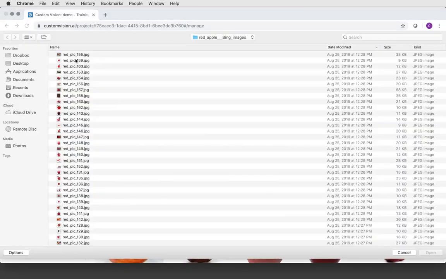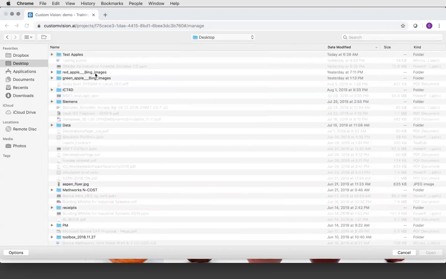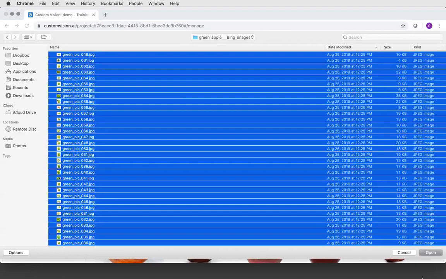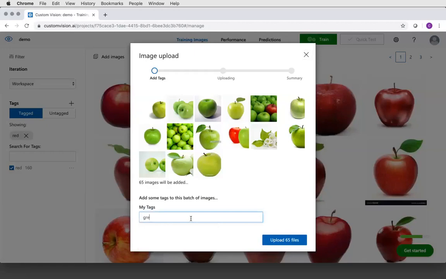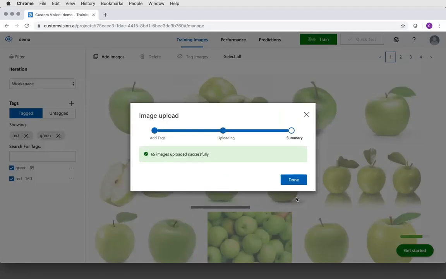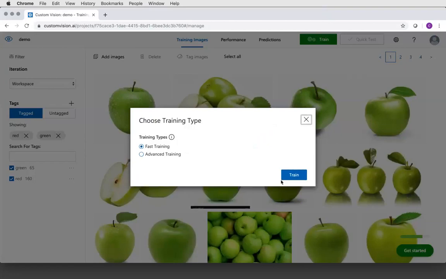And then I'm going back to add another data set with a different label, and these are my green apple images, which I call green, and then I'm uploading these files. So I have two training data sets, one with the label red and one with the label green, and I can now start here in the upper right. I can start training, and I select fast training.